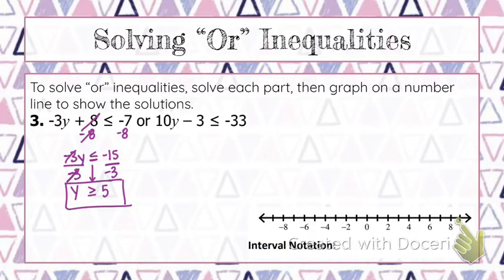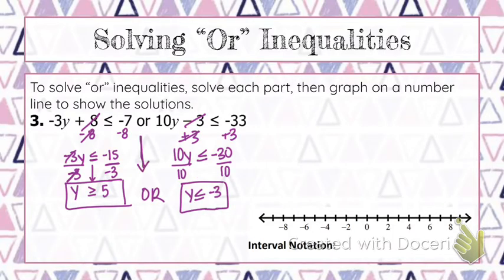And then over here, add 3, 10y is less than or equal to negative 30. Divide both sides by 10, and we get y is less than or equal to negative 3.